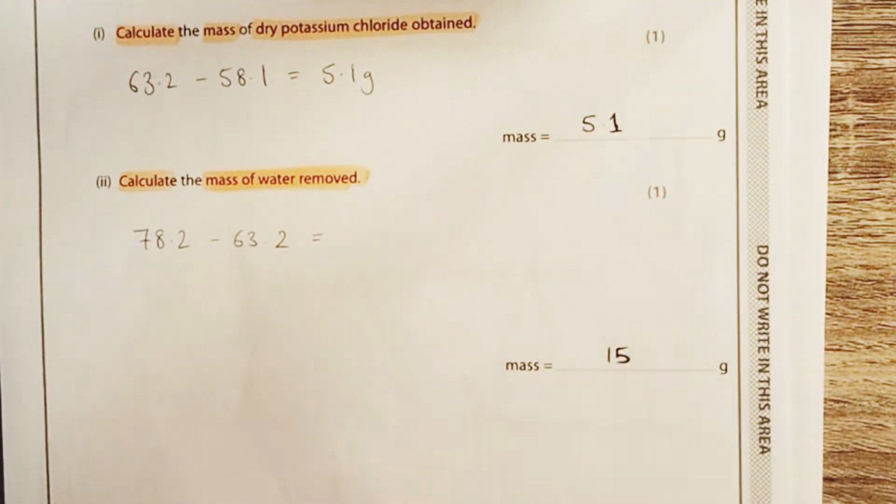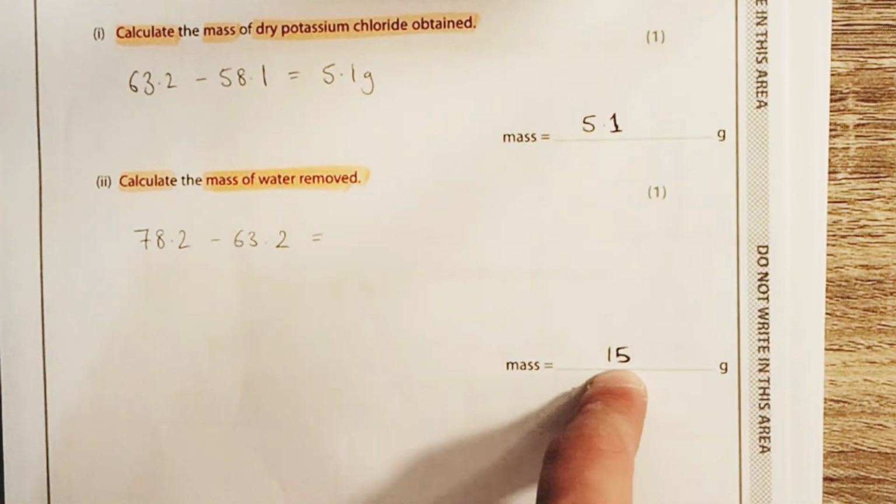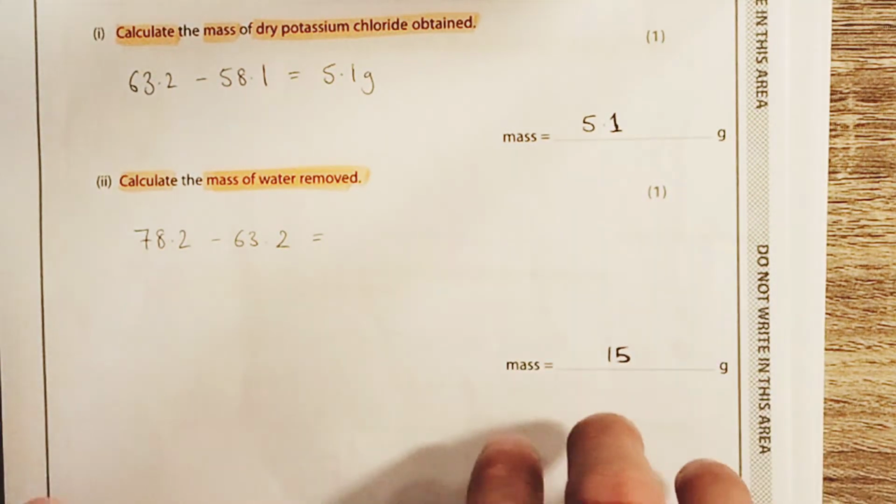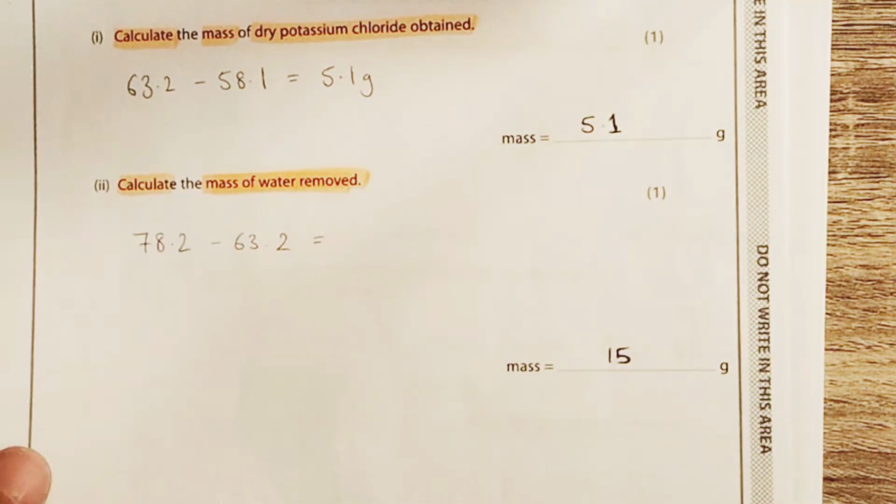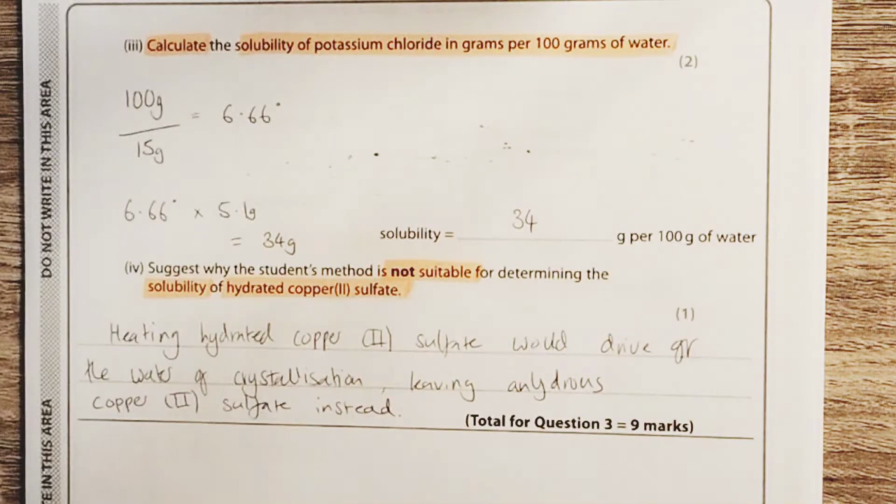We have just found out that if we evaporate or remove 15 grams worth of water, it left behind 5.1 grams of our potassium chloride salt crystallizing out. So now what the question is basically saying is, what's the solubility per 100 grams? Basically scale things up to 100 grams worth of water. So if we know how much will dissolve in 15 grams of water, because it came out when we heated it, we can scale it up to, what if we had 100 grams of water?